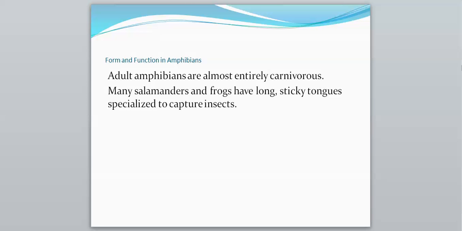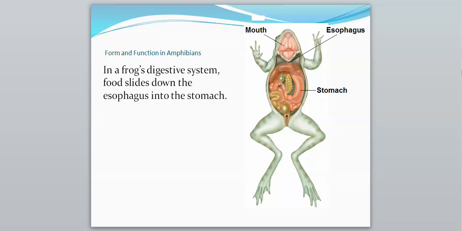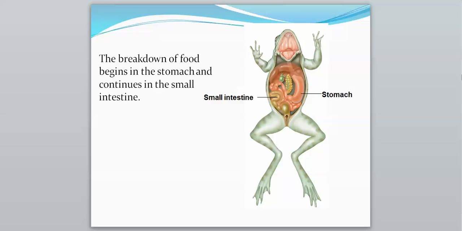And so once they do capture the insects, we're going to again use the frog as an example to see how the process of digestion works. In a frog's digestive system, food enters through the mouth, slides down the esophagus and into the stomach. So that's the first step again. It's a one-way digestive tract with a lot of specialized regions. Then the breakdown of food begins in the stomach and it continues in the small intestine.